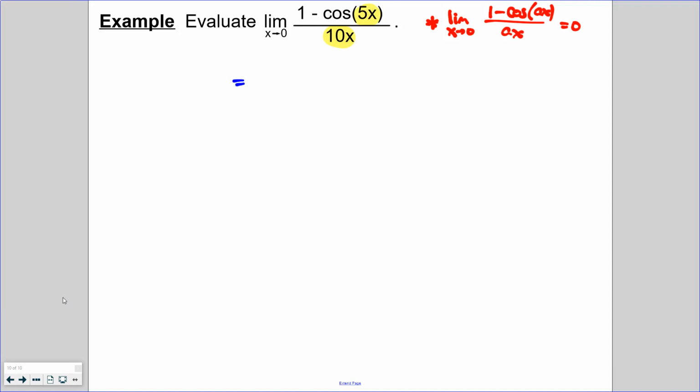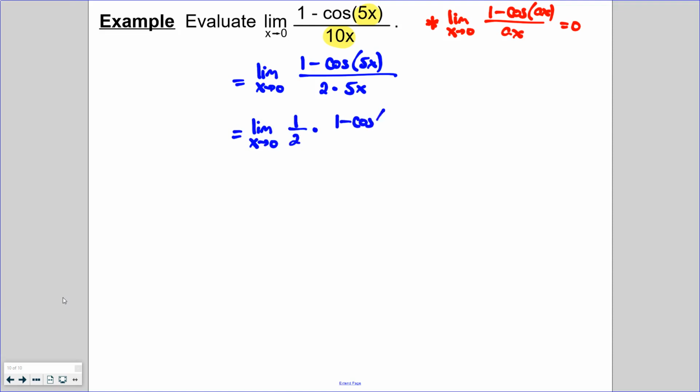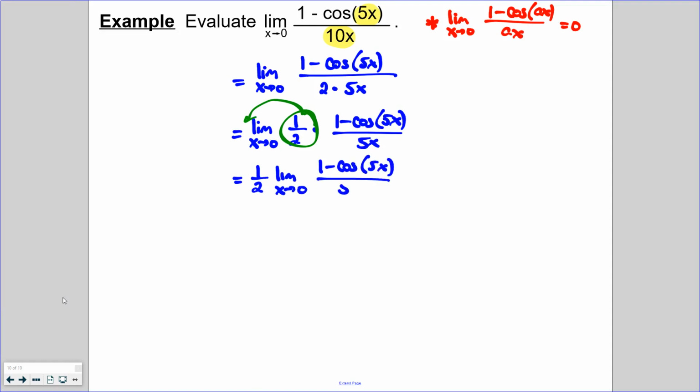And you better believe it, because I can rewrite this as the limit as x approaches 0 of (1 minus cosine of 5x) all over 2 times 5x, because 2 times 5 is 10. And then I can use the trick that we've used earlier, where I can pull that 2 out of the denominator to give us the limit as x approaches 0 of 1/2 times (1 minus cosine of 5x) over 5x. And then the 1/2 is essentially a coefficient, which means we can factor it out, leaving us with 1/2 times the limit as x approaches 0 of (1 minus cosine of 5x) all over 5x.